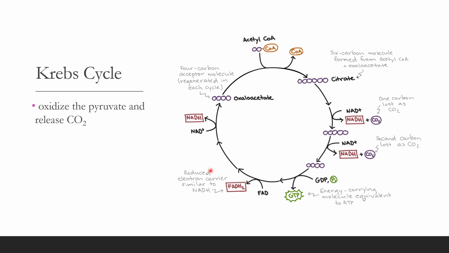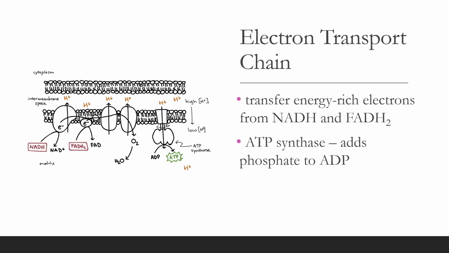If you look at the image here, you might notice that there is no ATP, but what you have instead is GTP. So instead of ATP, the Krebs cycle's energy currency would be GTP, which is an energy-carrying molecule equivalent to ATP. They pretty much work the same way. Next, we have the electron transport chain.